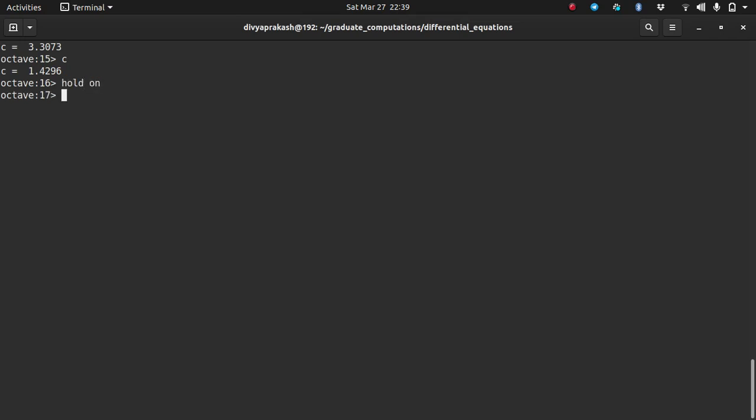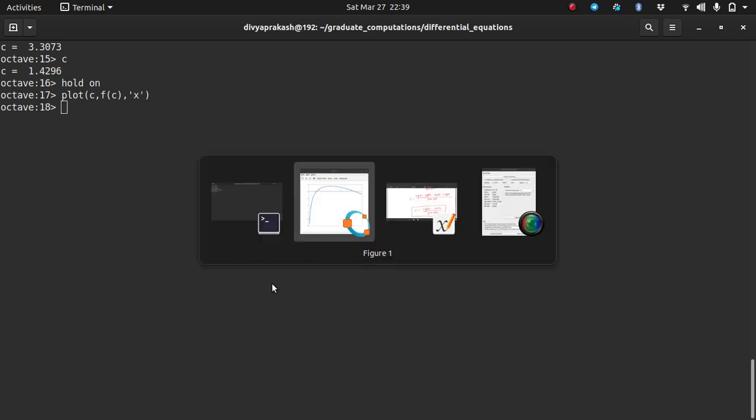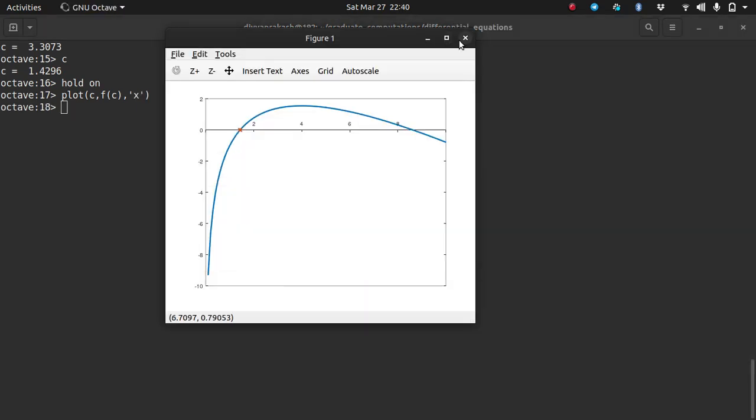So let me check whether it is in fact the root. So C, f of C with a marker x, and yeah, it is indeed the root.